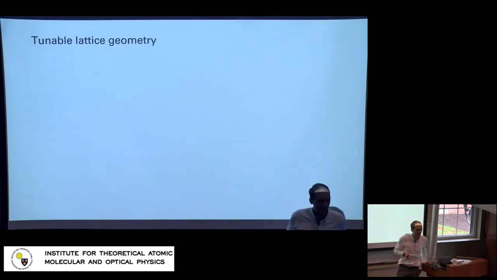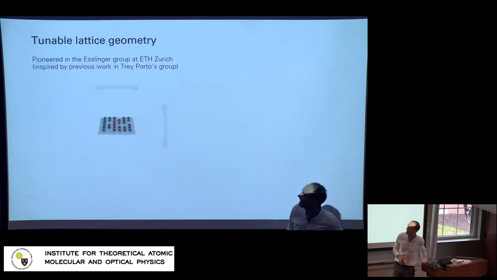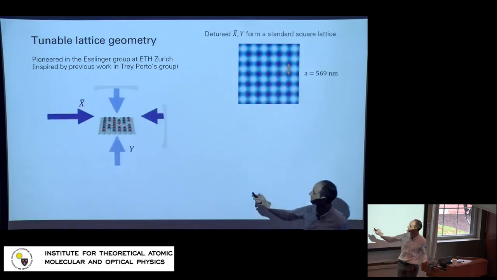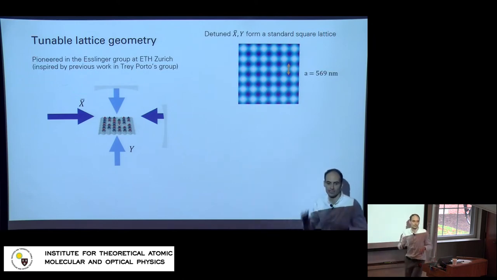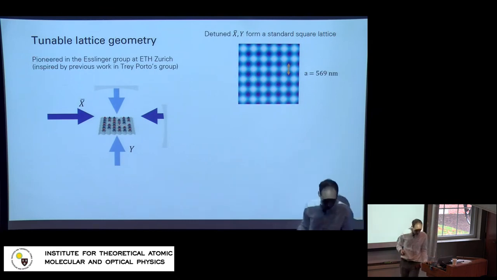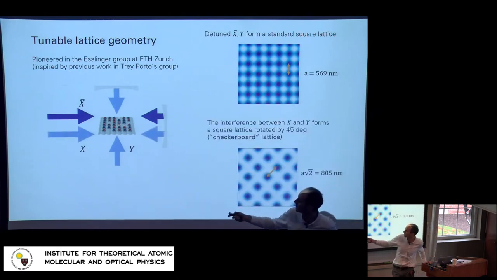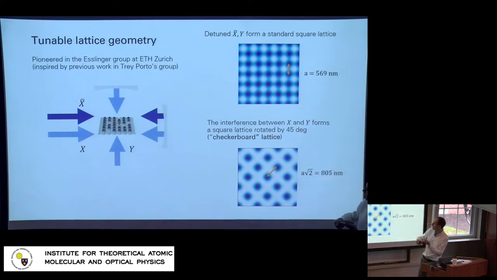The tunable lattice geometry we're implementing was pioneered in Tilman's group a few years ago, inspired by previous works in the group of Trey Porto. In principle, it's quite simple. You start with a normal two-dimensional lattice created by a pair of orthogonal standing waves, which are detuned relative to each other in order to kill off the interference term and have a perfect square lattice. The trick is to add a superlattice beam called X, which is not detuned with respect to the Y beam and interferes with it. This interference pattern can be seen as killing off every other site on the square lattice, leading to a square pattern rotated by 45 degrees with an enhanced lattice spacing, enhanced by a square root of 2.